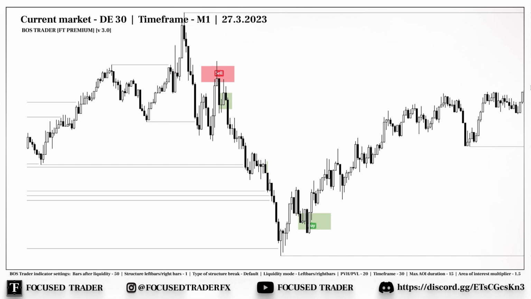The first setup occurred at 9:12 a.m. when the first area of interest was plotted. Since we saw a lot of liquidity below that area, we assumed that the market would want to get there. This made us wait to see if the BOS Trader Indicator would provide an entry signal.